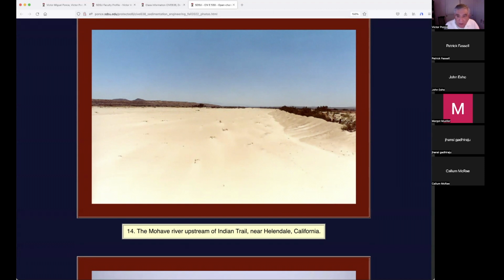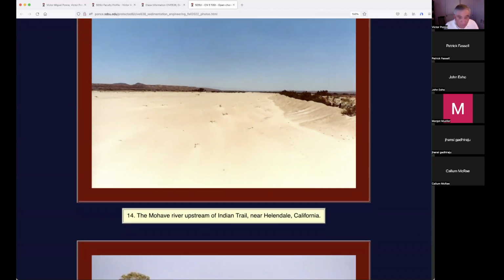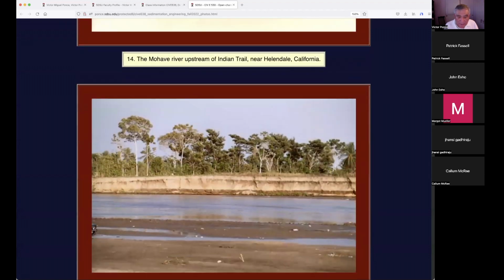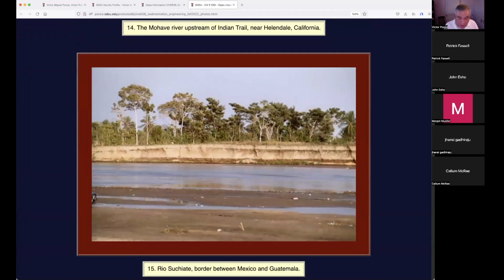But the ford was swallowed by the huge flood, I believe it was 2004. This is the flood of the Suchiate River, the border between Mexico and Guatemala. It created a bluff in there. The bluff wasn't there, and all of a sudden it was created.